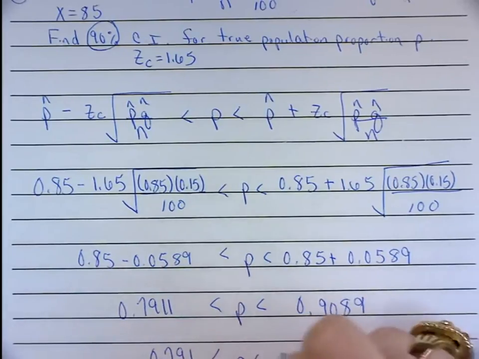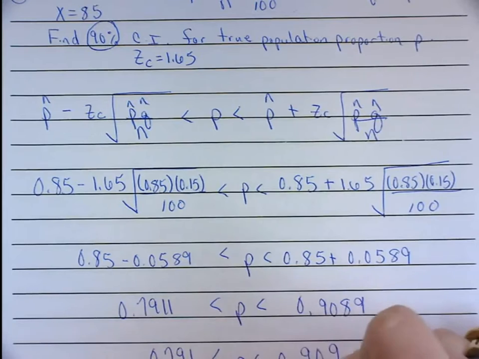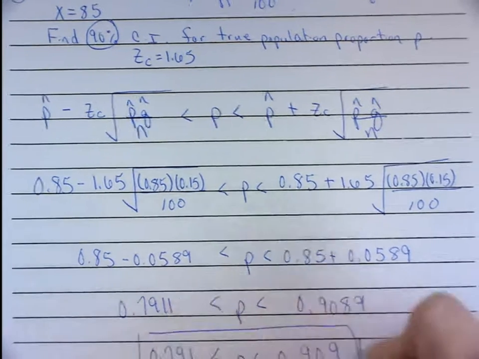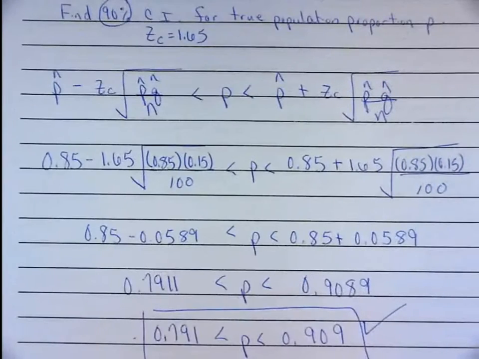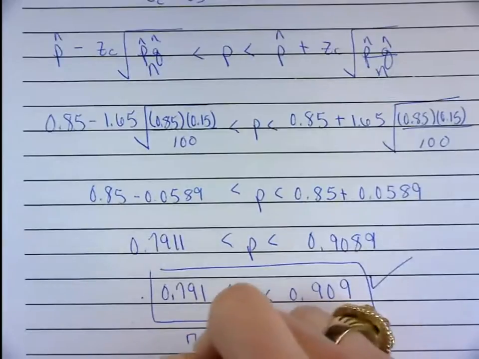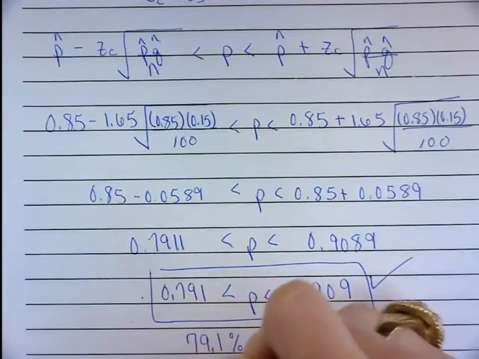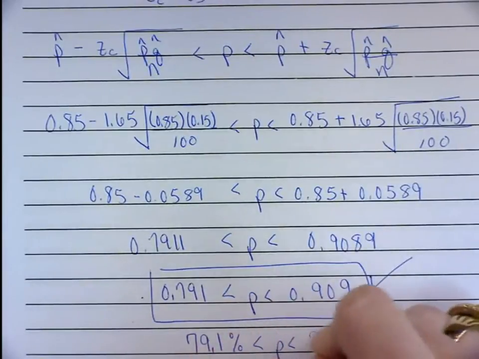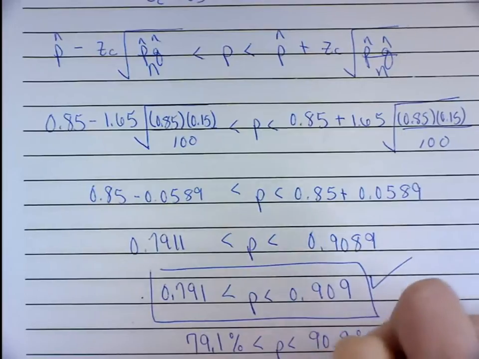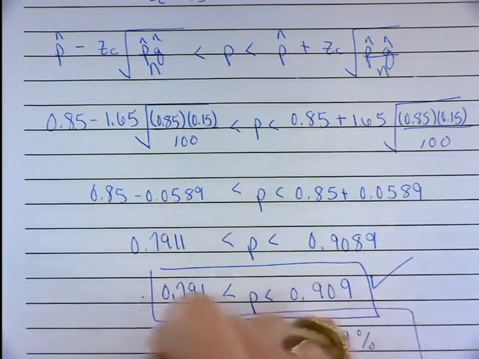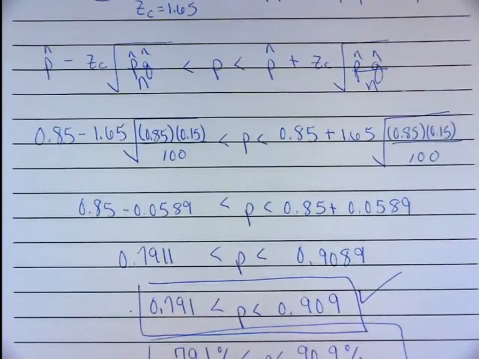and 0.909. You can give it as a decimal rounded to 3 places accurately, but you could also give it as 79.1% less than P, less than 90.9%. Therefore, we are 90% confident that the true population proportion of people who are satisfied with their homes will be somewhere between 79.1% and 90.9% for this problem.